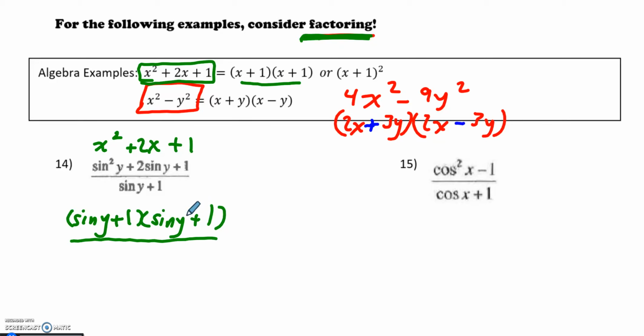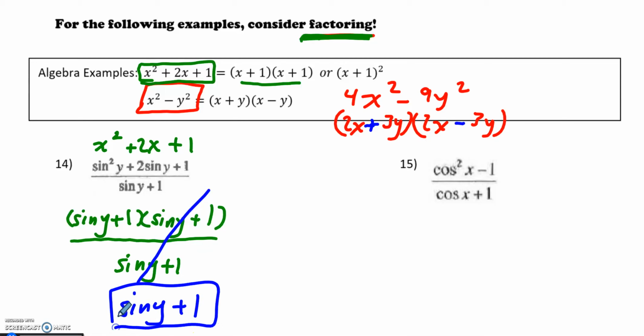So the top factors to be sine y plus 1 times sine y plus 1, similar to this. The bottom is also a sine y plus 1. This is matching a parenthesis exactly, the letters and the trig function and the sine and all. So this cancels out with one of them. So you're just left with sine of y plus 1 in the numerator as a final answer.